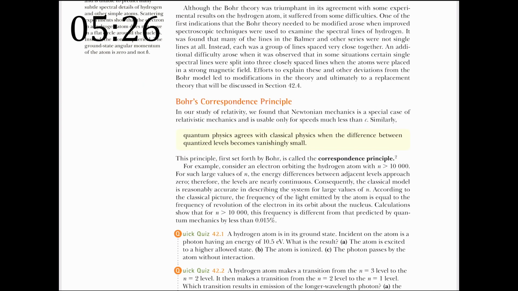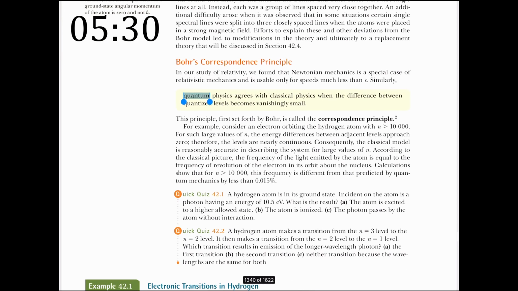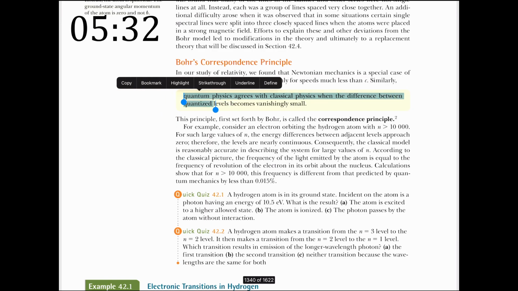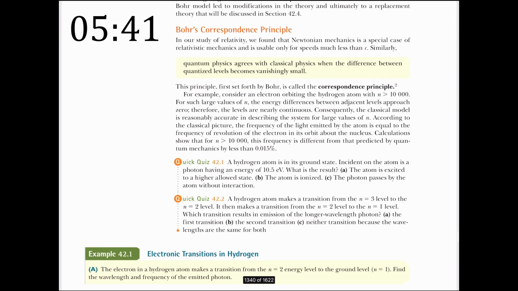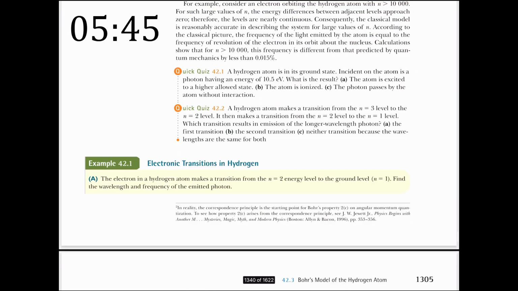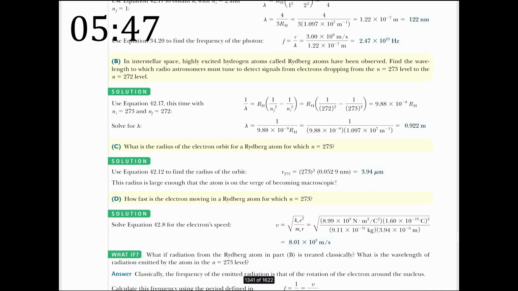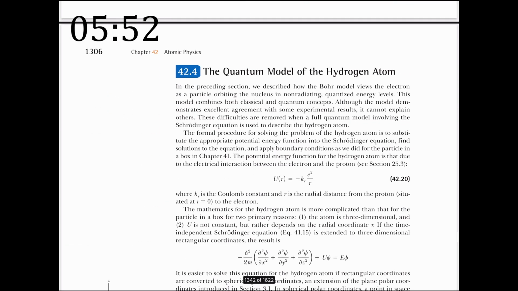Bohr's correspondence principle. Quantum physics agrees with classical physics when the difference between quantized levels becomes vanishingly small. This is an interesting sentence. Maybe screenshot this and say it to your friends and family members. See what they think. Correspondence principle, again in bold, we got an example. More examples. Let me check the timer. 1 minute 10 seconds. The quantum model of the hydrogen atom.